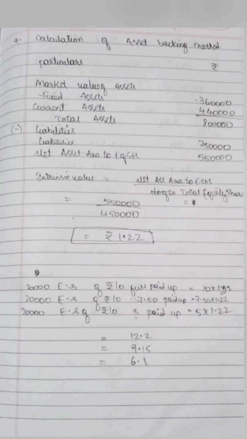So you need to understand that the liabilities should be subtracted from the asset. Whatever the balance is, that is the net asset available to the equity shareholder. After that, we need to calculate the intrinsic value. So the formula is net asset available to the equity shareholder divided by total equity shares. By that we get the intrinsic value. Whatever intrinsic value we get, we need to multiply it with the equity shares. That is it. By that we have got the answer.